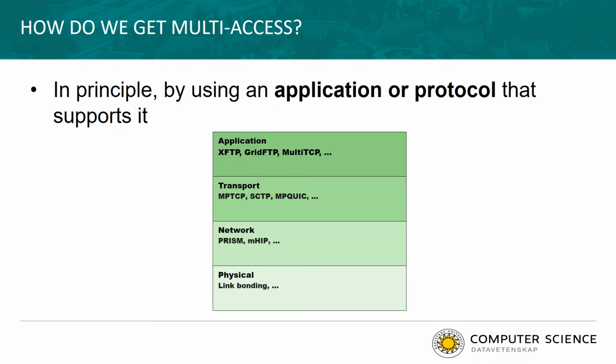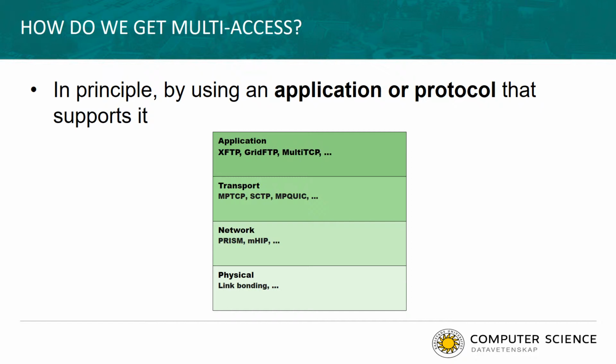So if multi-access is now beneficial, how can we actually get it? Well, in principle, what you need is an application or a protocol that supports it. And this support may be available at different levels in the protocol stack, and this has different pros and cons. So you may have the support directly in the application.